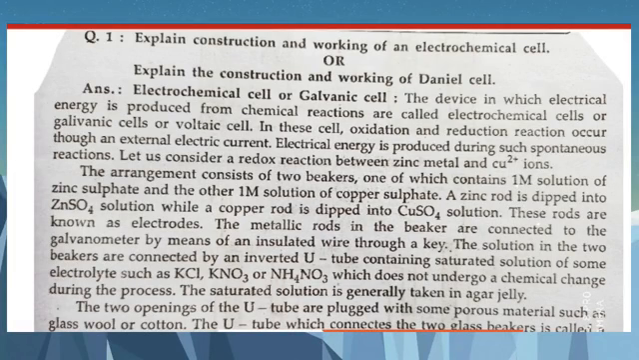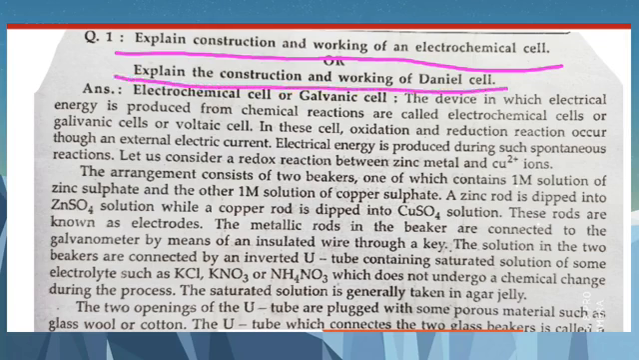Today, let us start the third unit of physical chemistry, that is electrochemistry part 2. Now, in this, let us first of all discuss the first question. Explain the construction and working of an electrochemical cell, or it can be said again as: explain the construction and working of the Daniell cell.